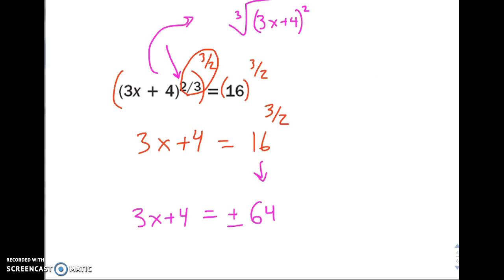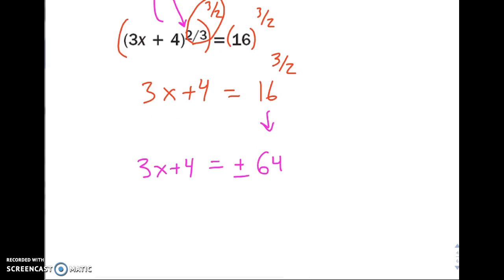We can check our answer in the end to see if it actually worked. But you especially need to be careful when you had something originally squared. So if we take the positive version, 3x plus 4 is equal to 64. You're going to subtract 4 from both sides. That gives you 60. Divide by 3, x equals 20.